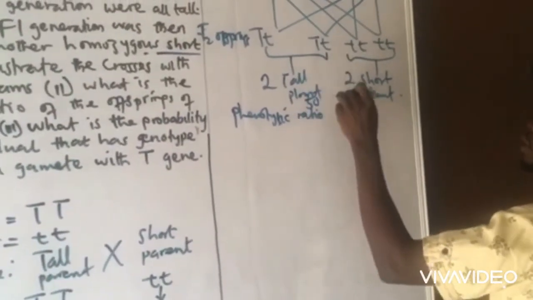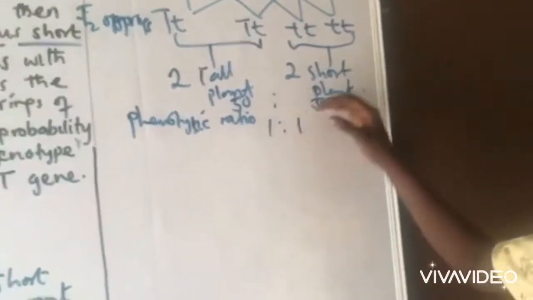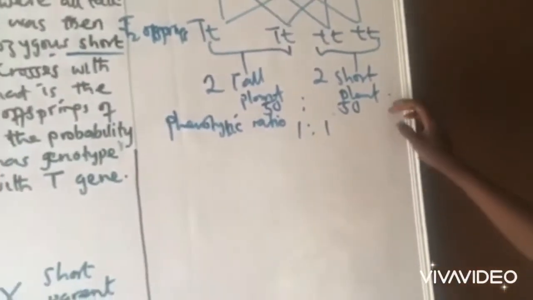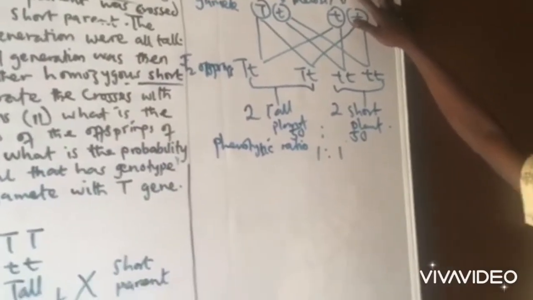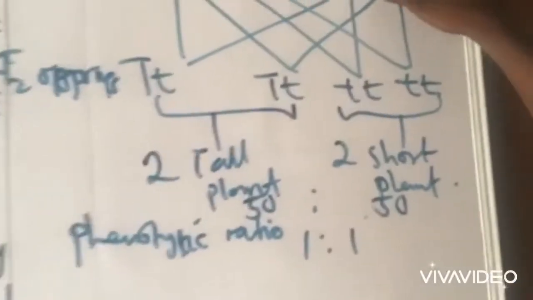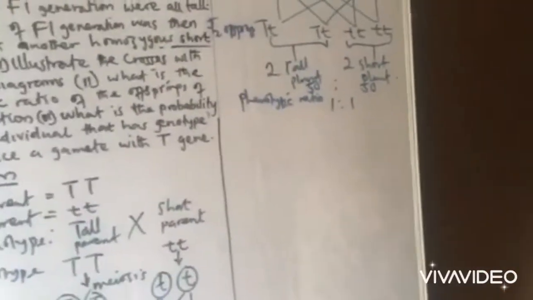That is 50-50 chance. 1:1. Because we have 2 tall plants and 2 short plants. And the reason is because we have a recessive gene, that is homozygous short individual crossing with a heterozygous dominant parent. So that's why we have 2 tall and 2 short.